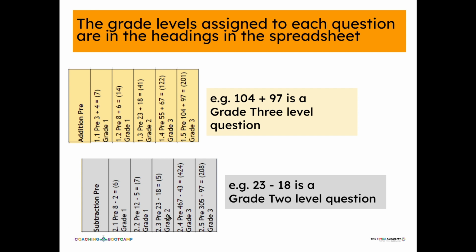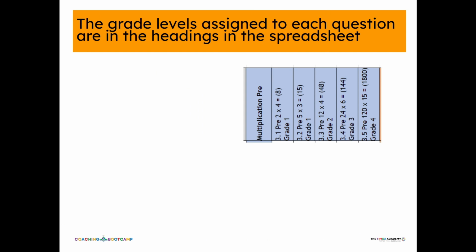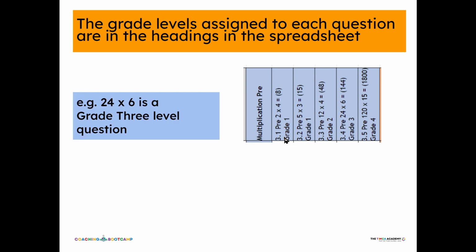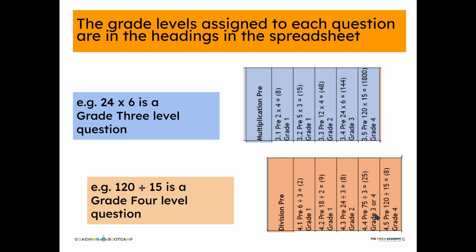But it's also captured in the spreadsheet because you'll see how it helps us to work some basic things out. So for multiplication, here are the multiplication questions and the grades. So 24 times 6 is a grade 3 level question. Division, here are the questions with their answers, their grades. And so, for example, 120 divided by 15 is a grade 4 question.